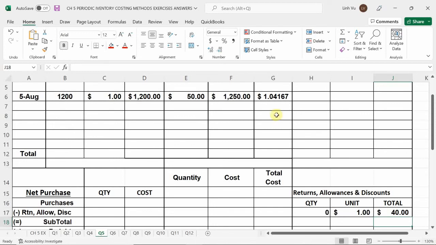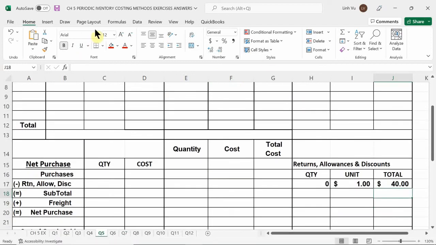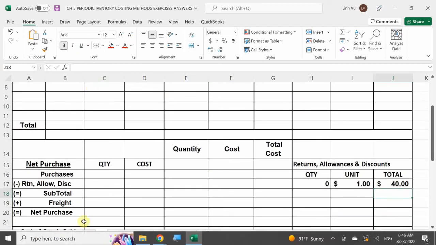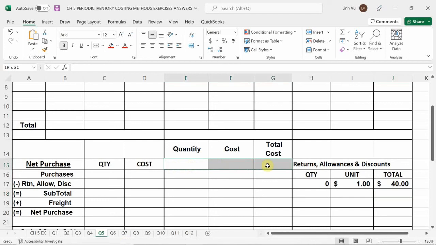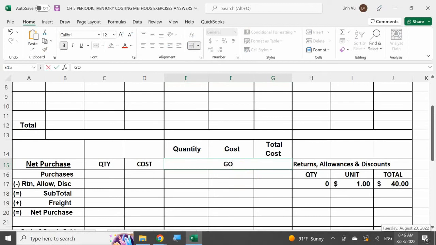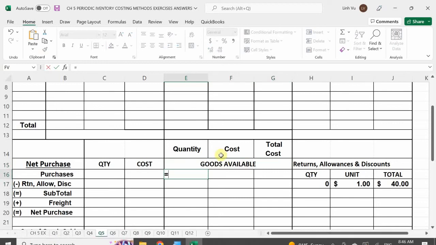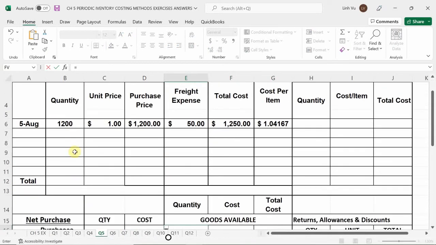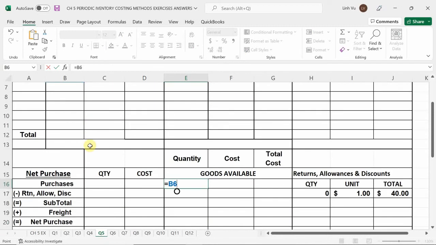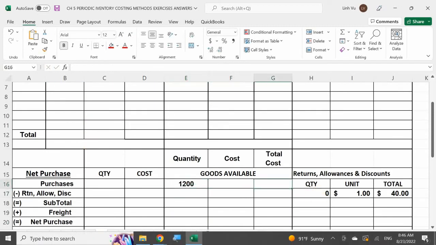Okay. So in this case, right, now that I know that I end up getting a partial refund on the product, I need to build my goods available table. Okay. And what this is going to represent is, well, did I end up returning any of the products here? So in this case, no. So therefore, I'm still at 1,200 units.